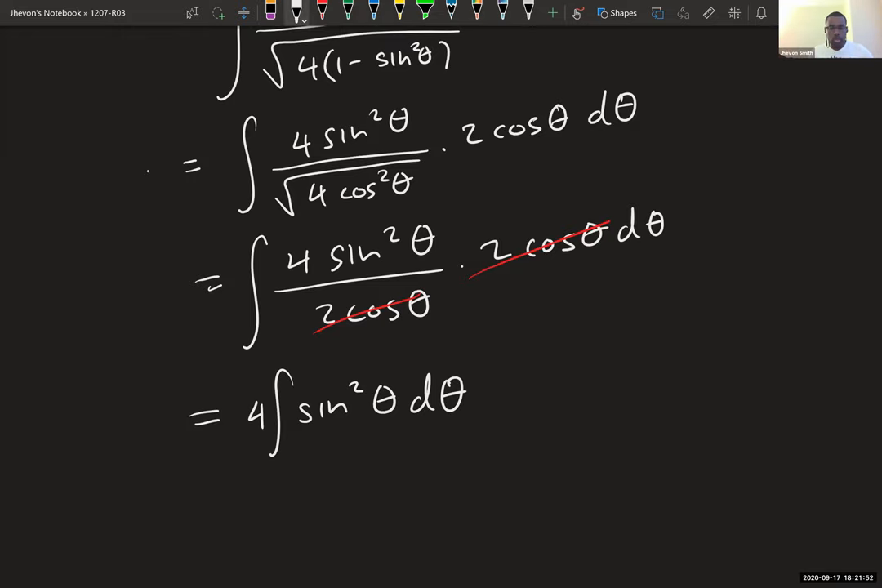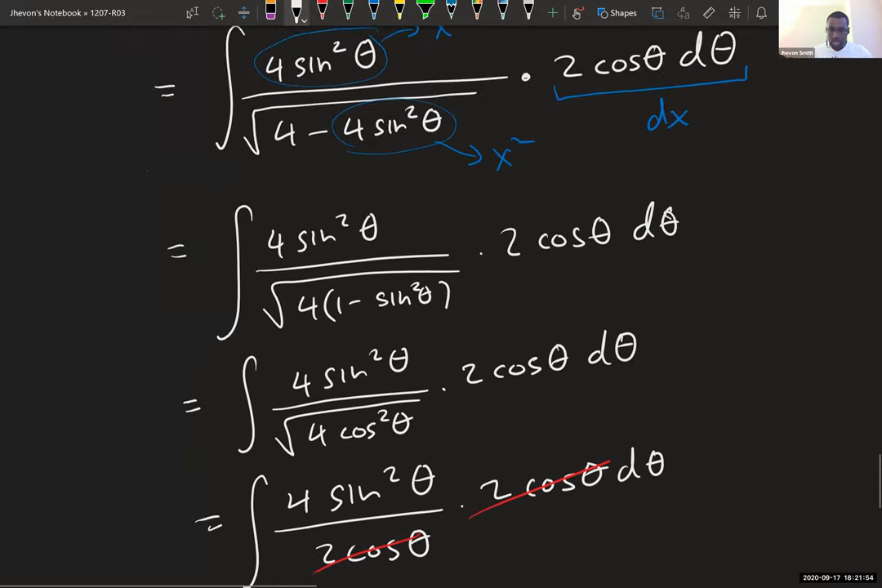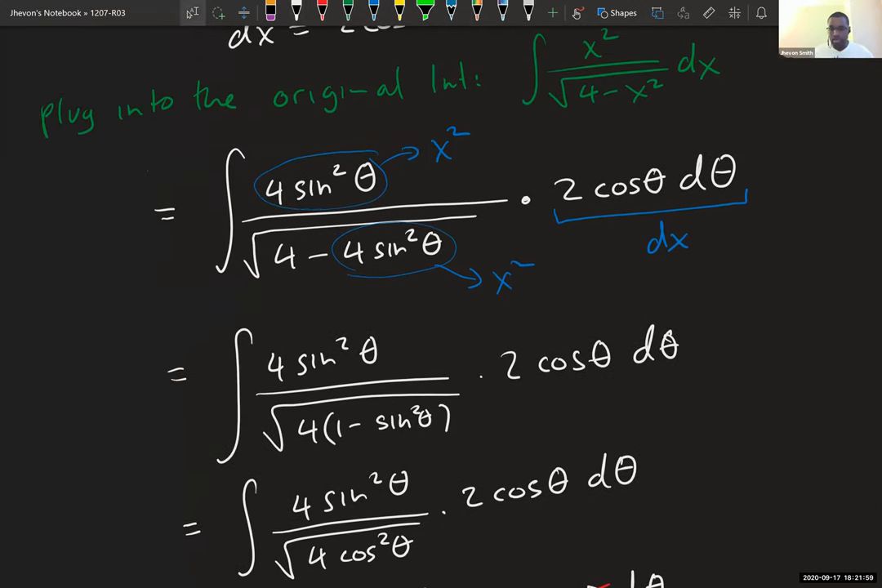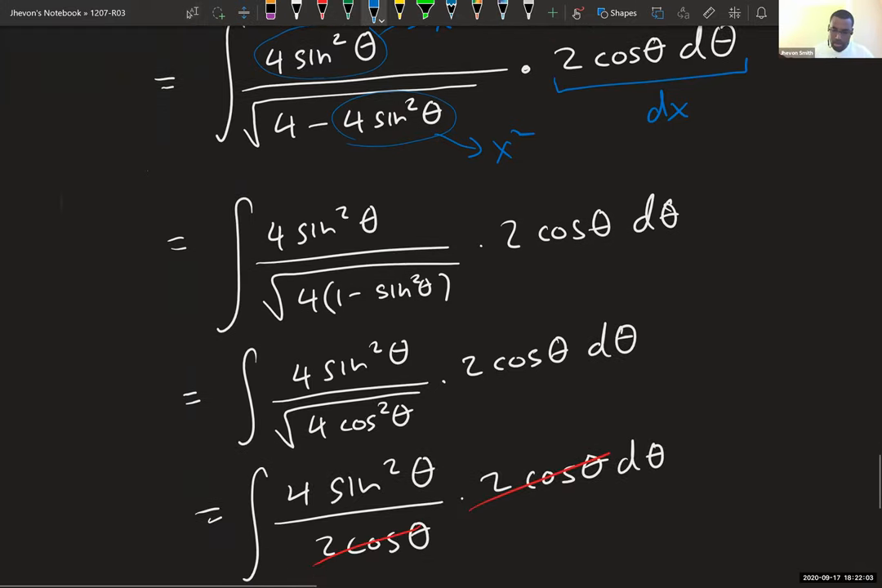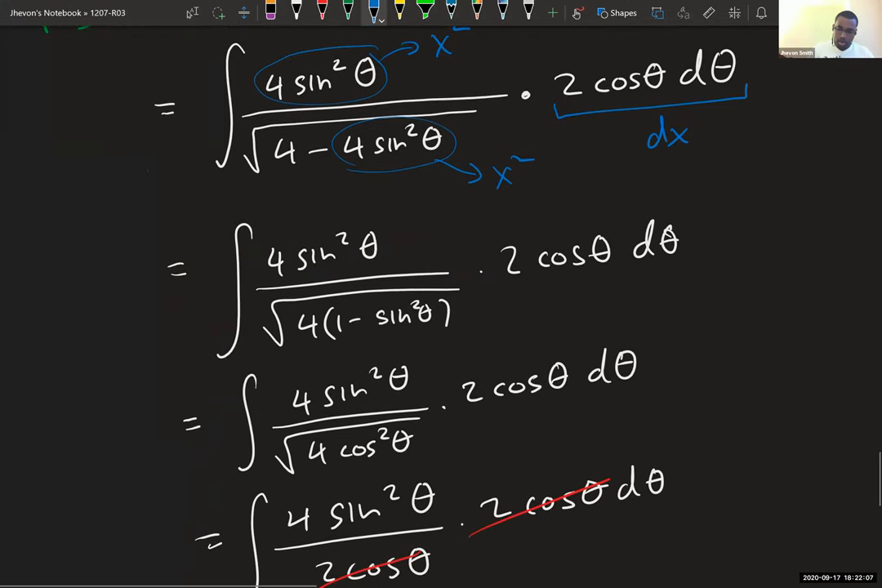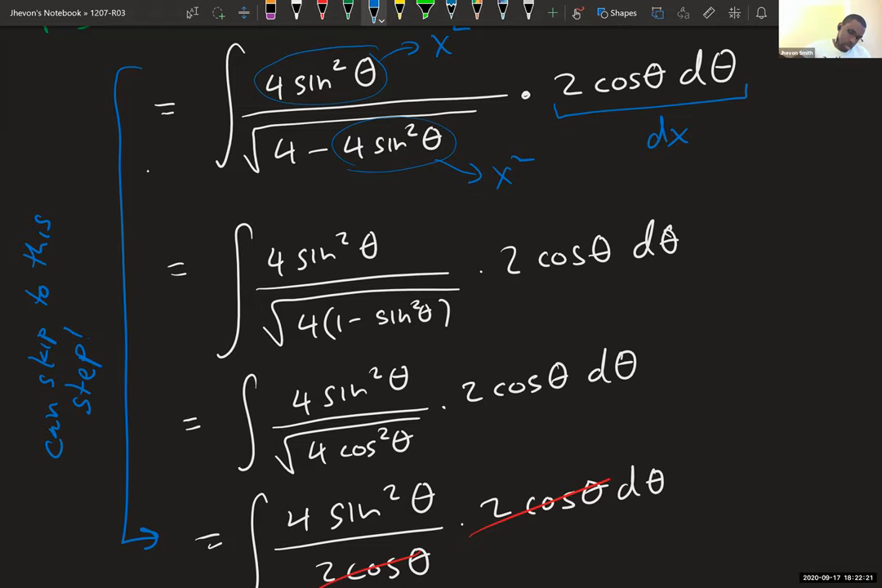Now, the more you do this, you will be able to skip a lot of steps. If you keep making mistakes, sure, you can go through all of this. But in general, with some practice, students are usually able to skip to this step. Here I was working it out for you to see it.